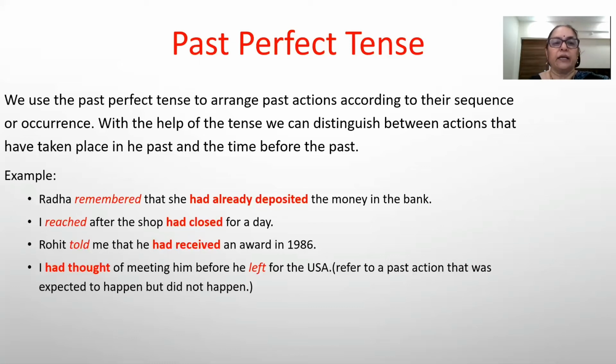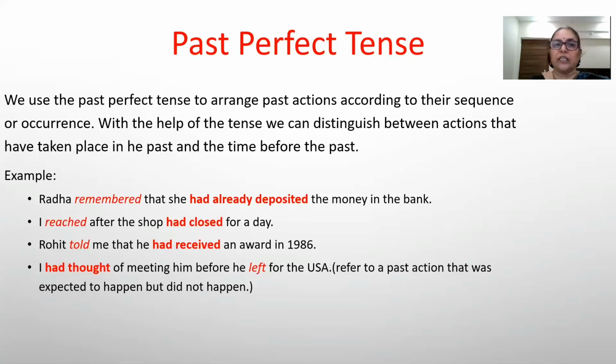Radha remembered that she had already deposited the money in the bank. Radha remembered and she had already deposited. So two actions are there. One is Radha remembered, the other is she had already deposited.